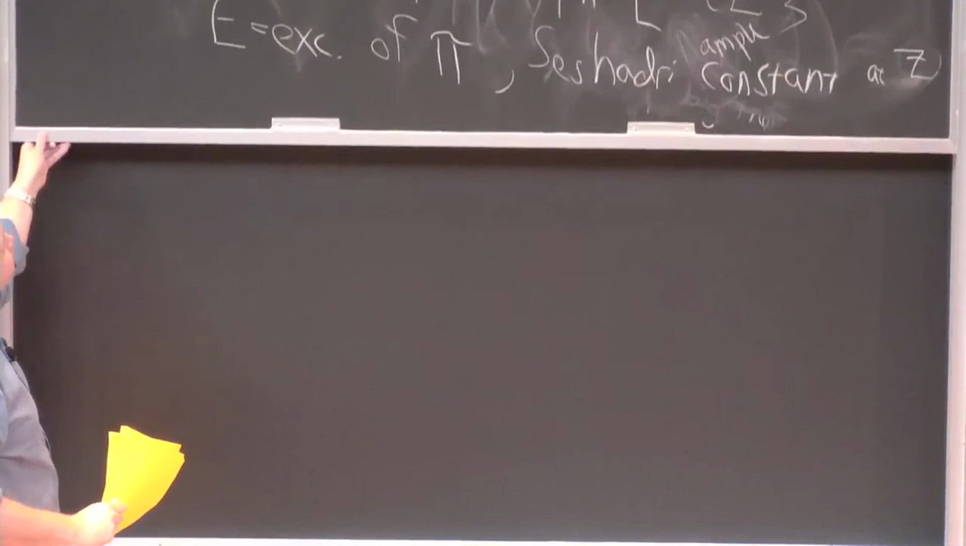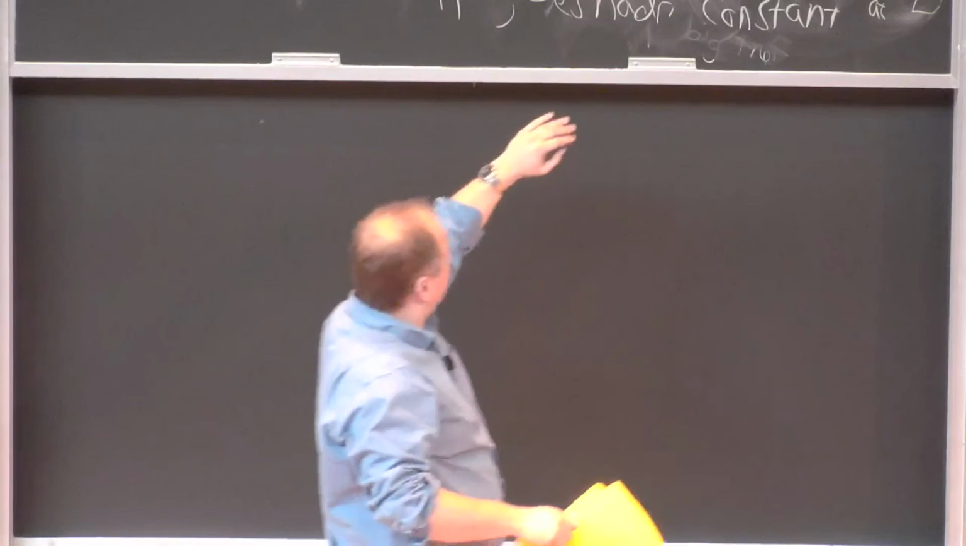All right, so what is this really measuring? I think the way to think about this is that it is measuring how positive L is at the point Z. Okay?